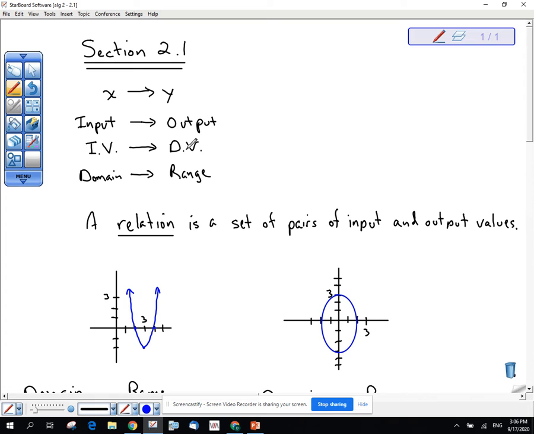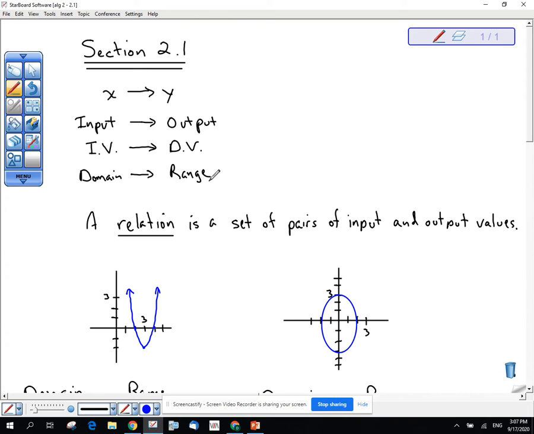Okay, if you're running a race, the amount of time that elapses would be the independent variable, and how far you can go would be dependent upon that, right? It's assuming you know what your typical speed is. Okay, and then there's range, which is all possible outputs.